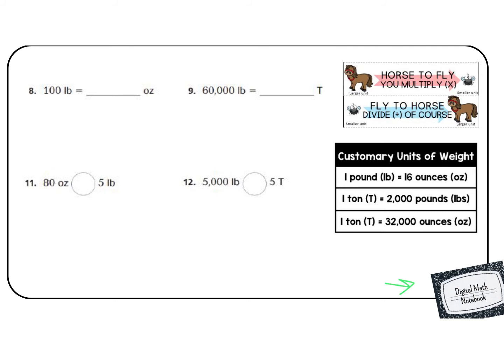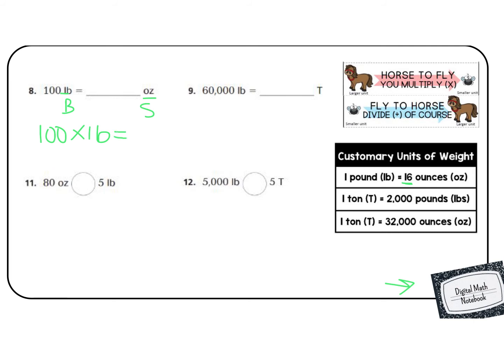Our first problem says we're going from pounds to ounces. Pounds are bigger than ounces. So if we are going from a big thing, like a horse, to a small thing, like a fly, we multiply. So now we need to look at our conversion chart and remember that there are 16 ounces in a pound. So we need to do 100 times 16.